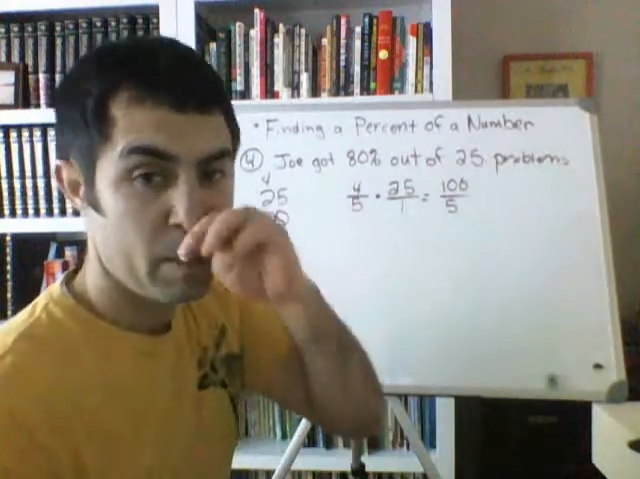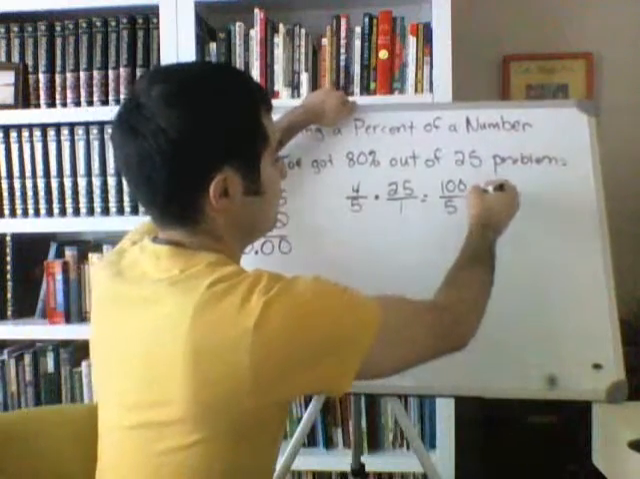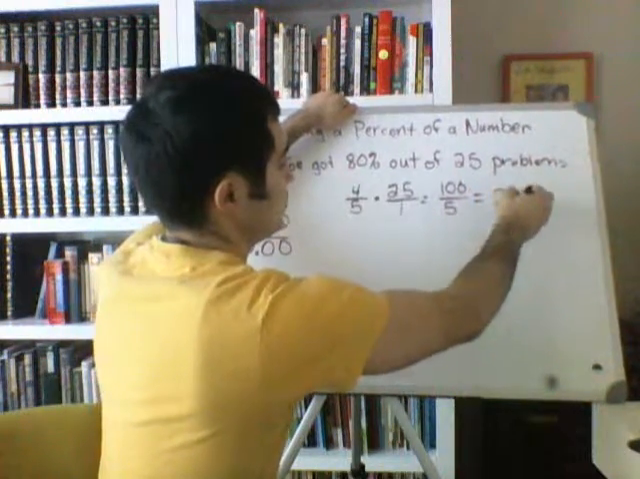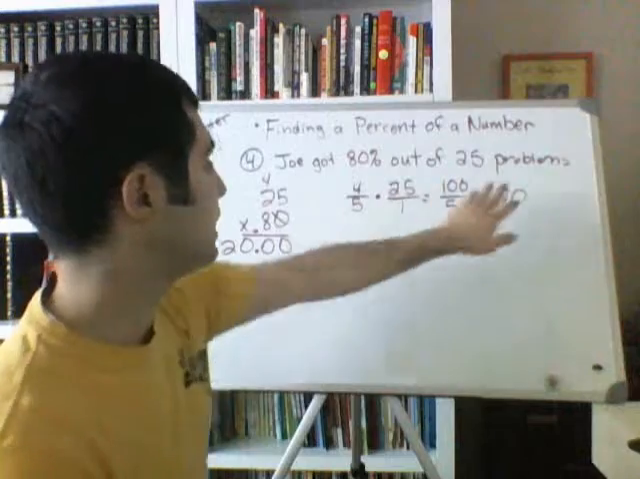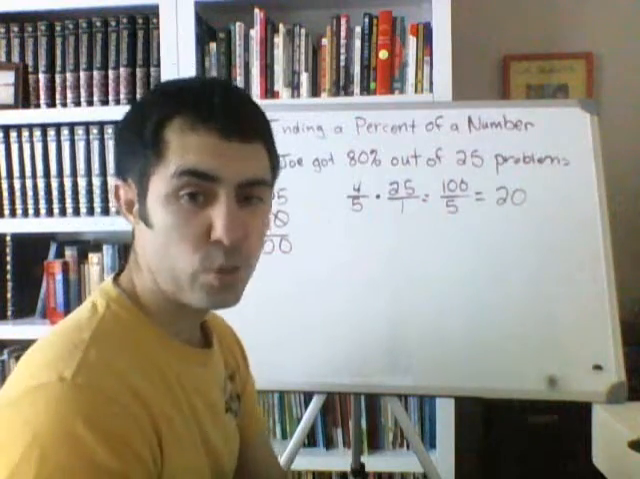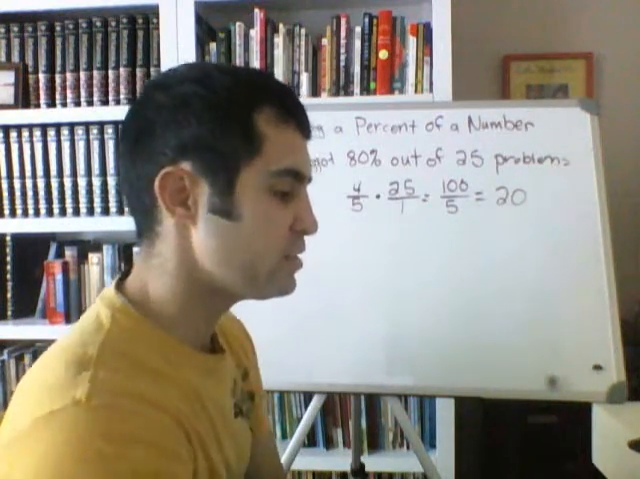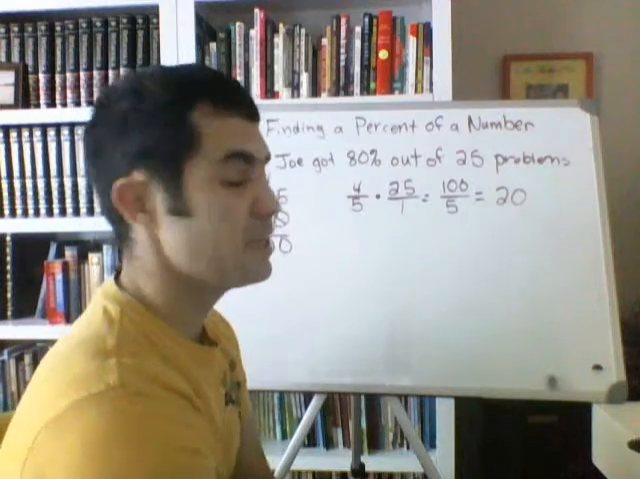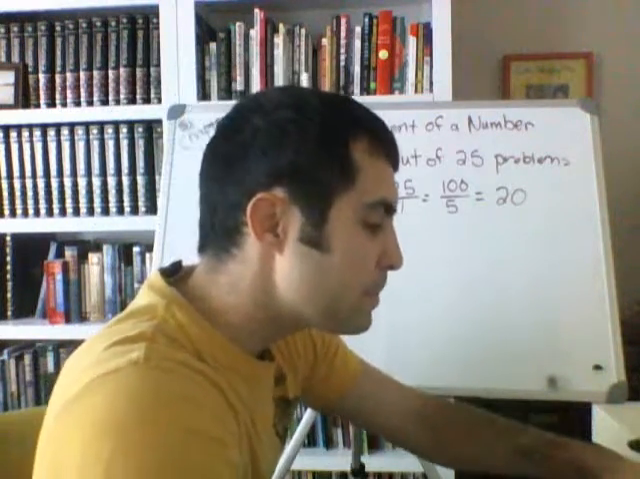Then you do top divided by bottom. 100 divided by 5 is going to be 20. So either way you look at it, Joe got 20 problems right on his test. Good job, Joe. 80%. He passed with a B.